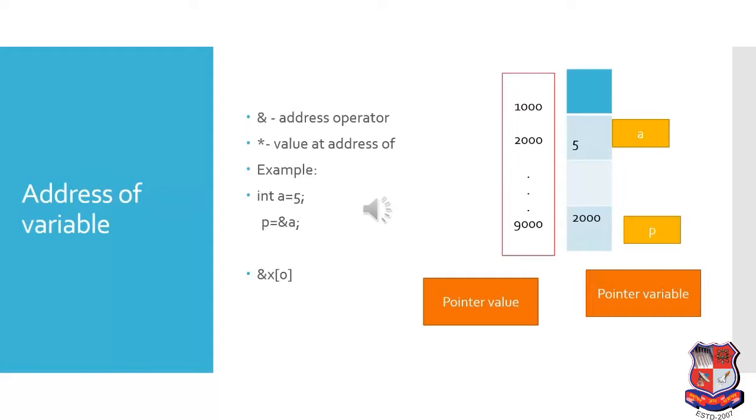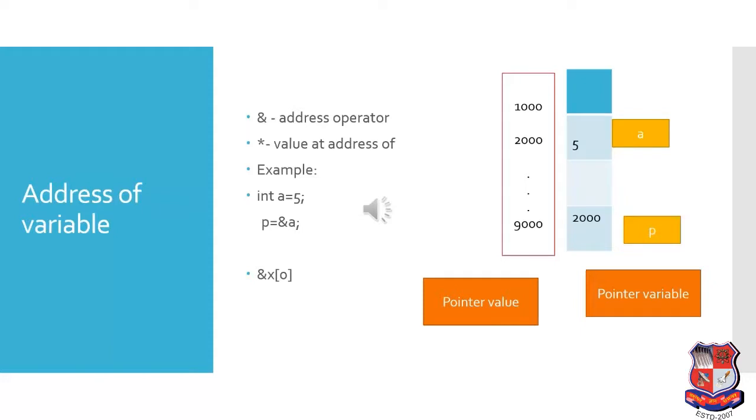So how to find out the address of a particular variable? We have an operator in C, that is ampersand, address of. So whenever you see ampersand, you read it as address of. You have already used this operator while using the scanf function. Now, this address of operator will tell you the address where that particular variable is located in memory.